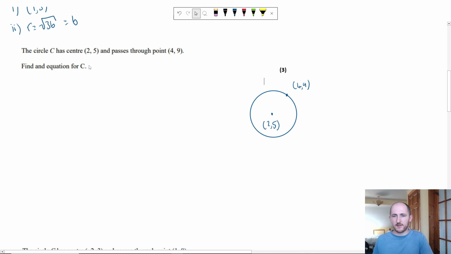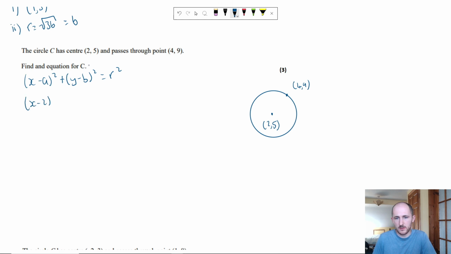So first things first, I can actually write part of the equation, because again, remember the equation of a circle looks like this. I already have A and B. It's just 2 and 5 respectively. What I need is the radius. And how do I work out the radius? Well, have a look at this. They've given it to me. Technically, I don't need the radius, I need the radius squared, which actually does make our lives slightly easier.